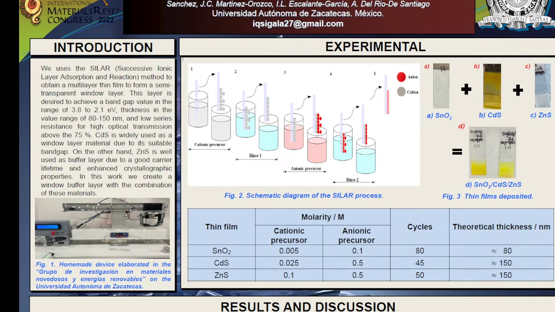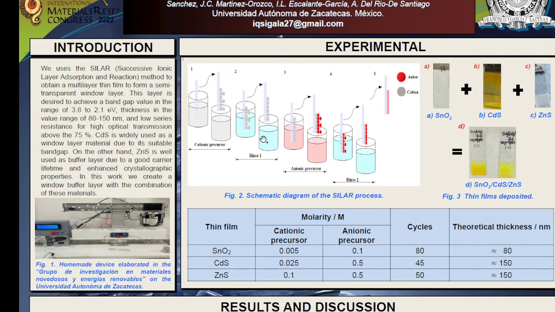One of the advantages of the SILAR methodology is that it is not a complicated process. So in the laboratory, in the research group on novel materials and renewable energies, we developed equipment capable of controlling the SILAR process. One of the benefits of this process is that you can create homemade devices to study semiconductor compounds.